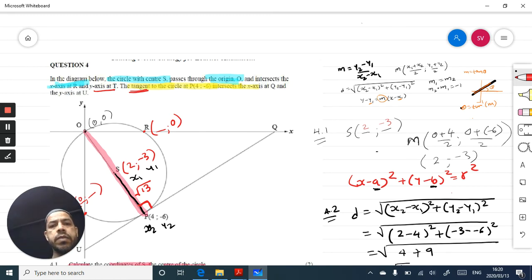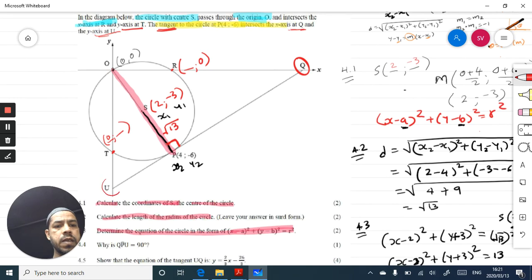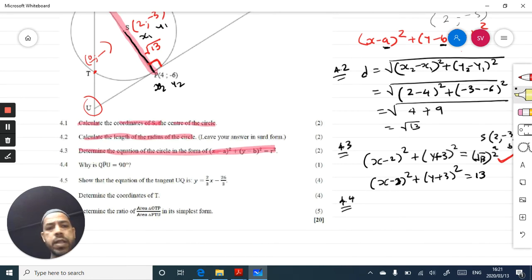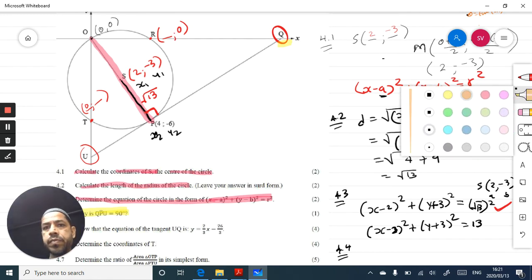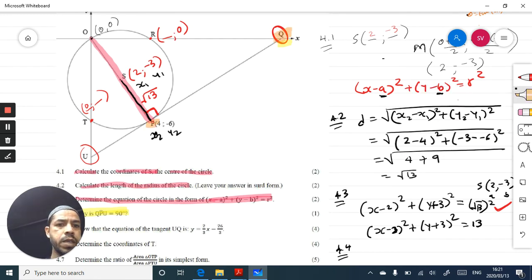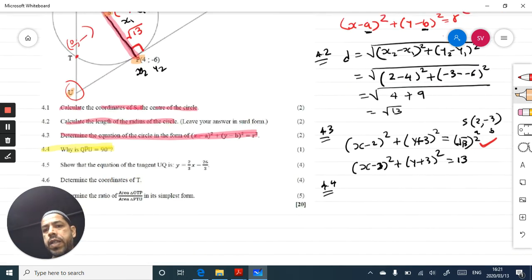Okay, then if I read further, if I extend that tangent, it is going to cut the x-axis at Q and the y-axis at U. That's just for my information there. Now let me read. The further question says, why is the angle QPU 90 degrees? So if I see Q, that's Q, that's P, that's U. Okay, there's a problem with the question. It should be QPS. So we are going to work with QPS.